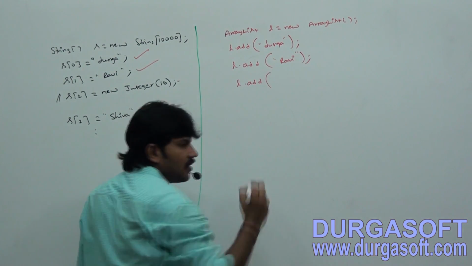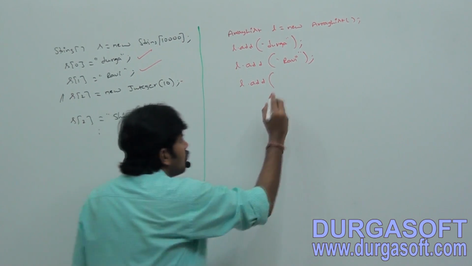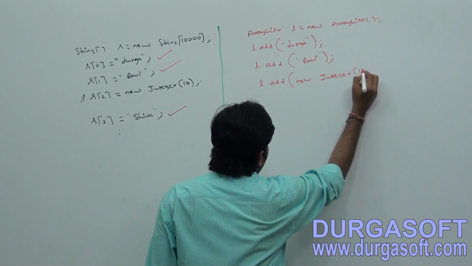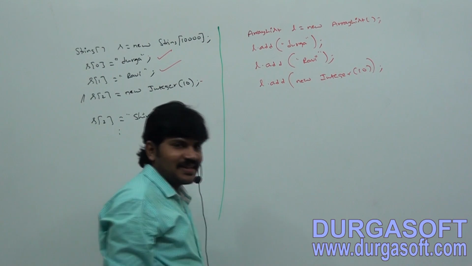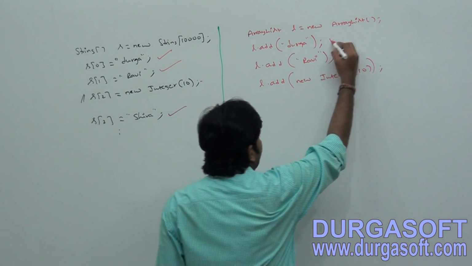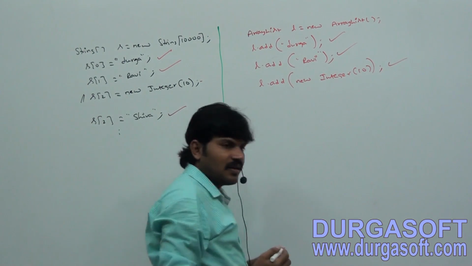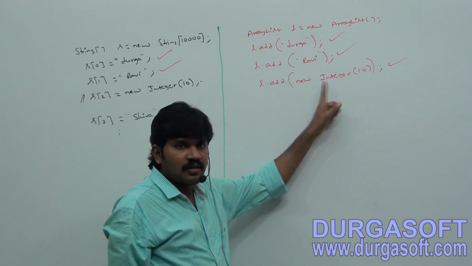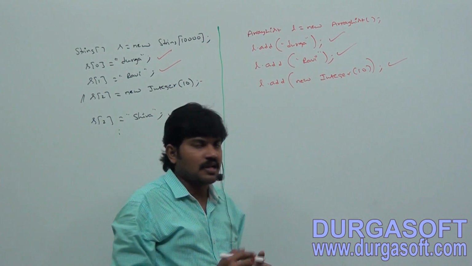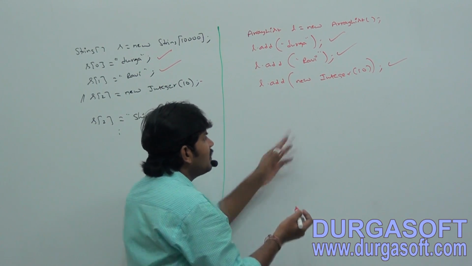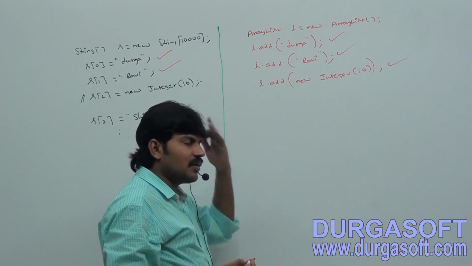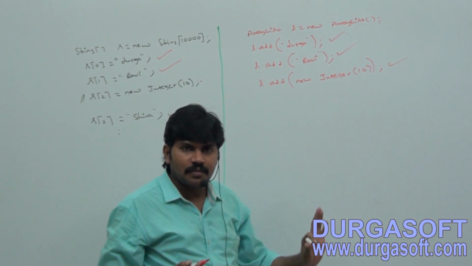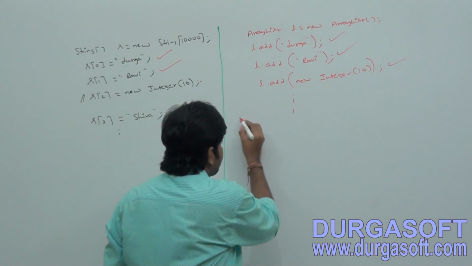l.add(new Integer(10)). Is it valid or not? Yes, valid, because ArrayList can take any type of object, no problem at all. That's why this is valid. Now I didn't observe the mistake I made. Somewhere by mistake I added an integer. I won't get any compile time error, and the code compiles fine.